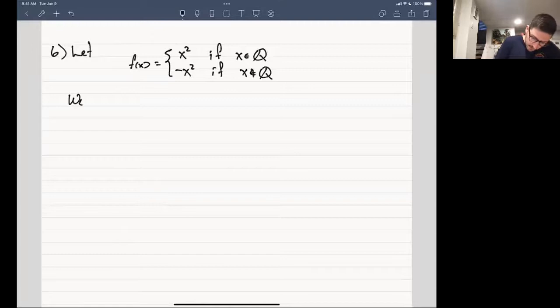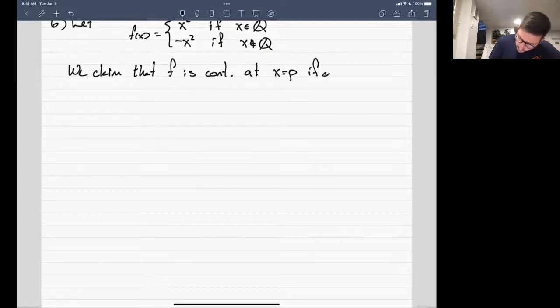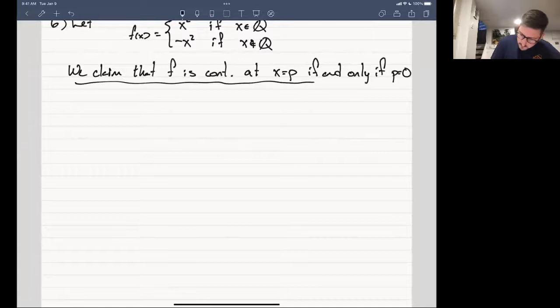Well, we claim that f is continuous at x equal to p, where p stands for point, if and only if p is equal to 0. So essentially what I'm saying is the only place that this thing is continuous is at p equal to 0. Okay, so how do you see this?